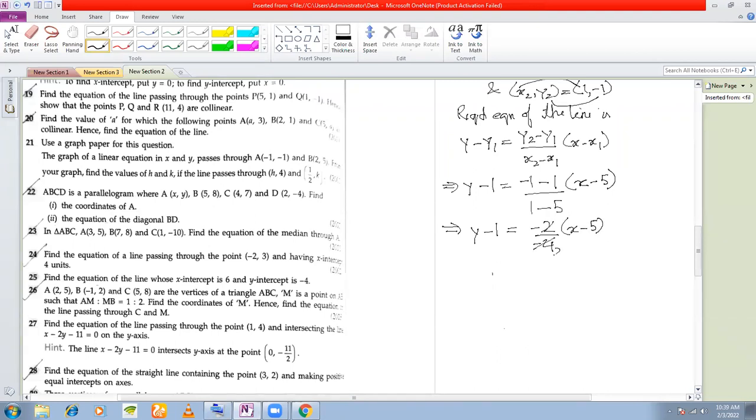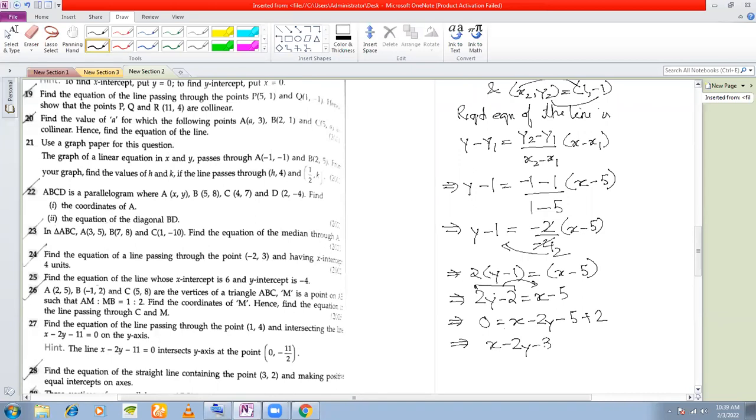So here this will cancel twice. Now you cross multiply: twice (y minus 1) is equal to x minus 5. Negative signs are also cancelling, so no question of negative signs. So you get 2y minus 2 is equal to x minus 5. Now you make one side 0. Let's take all this to this side. So you get 0 is equal to x minus 2y minus 5 plus 2. So you get x minus 2y minus 3 is equal to 0, and that is the required equation of the line.